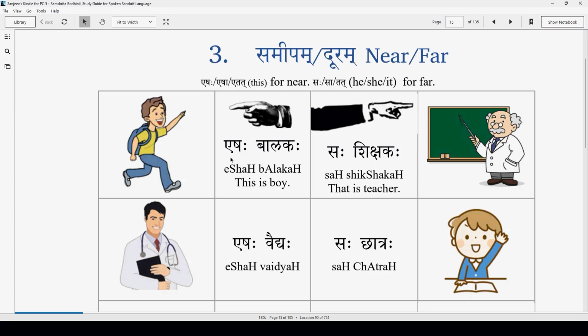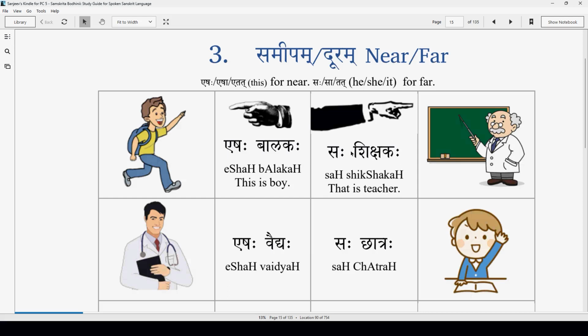Esha is not necessary. If you want to say that this is a boy, yes, we can add esha, which is like this is a boy. Or if you want to just say boy is there, we can just say balakaha asti. Esha we are adding as an adjective or a qualifier here, just to add extra information, saying that this is somewhat relatively near. The boy is near me. This is a boy near the person who is speaking this language. Esha balaka, speaking this sentence.